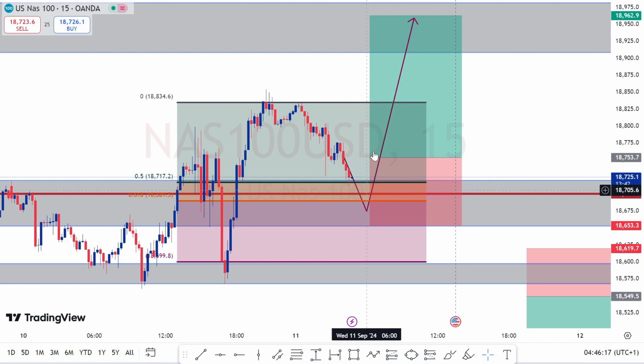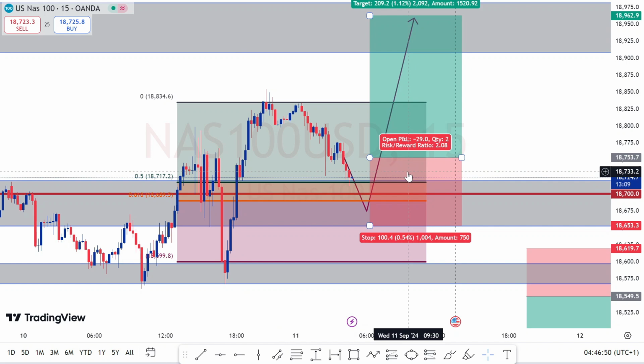You might be asking, why do you want to go bullish? First of all, this is a psychological zone, 18,700. Second of all, this is a golden Fibonacci zone, which is our 0.5 and 0.6. You understand? These are golden Fibonacci zones. Then the third reason is because we are at a support level. This is a major support level from the higher time frame, the 4 hours time frame.